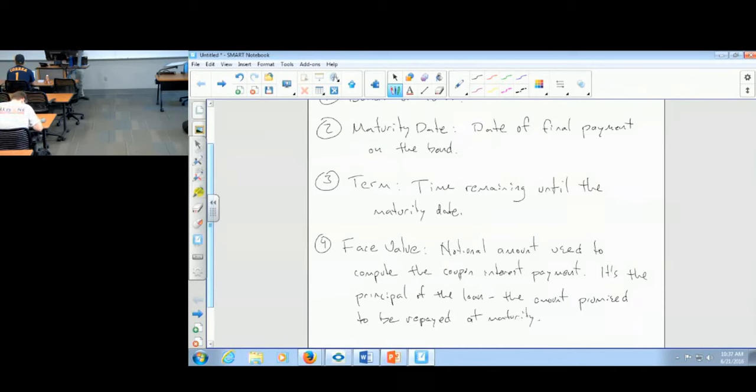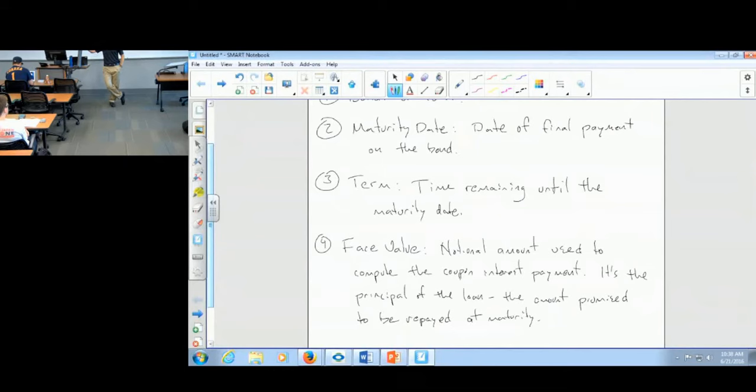Okay, this is the principal of the loan. It's the amount that's promised to be repaid at maturity. Bonds typically work a little bit differently, at least the ones we're going to look at, than a consumer loan that you're familiar with. When you make a payment on your car note, a little bit of it is interest and a little bit of it is principal, right? Every payment you make has both of those components inside of it. Same thing on a mortgage.